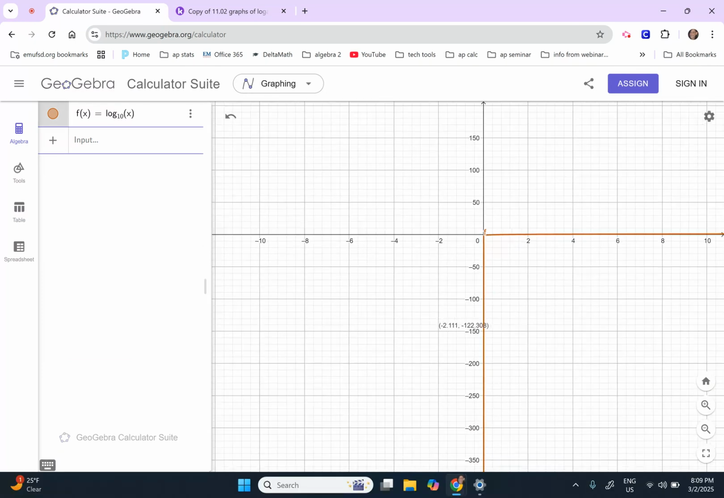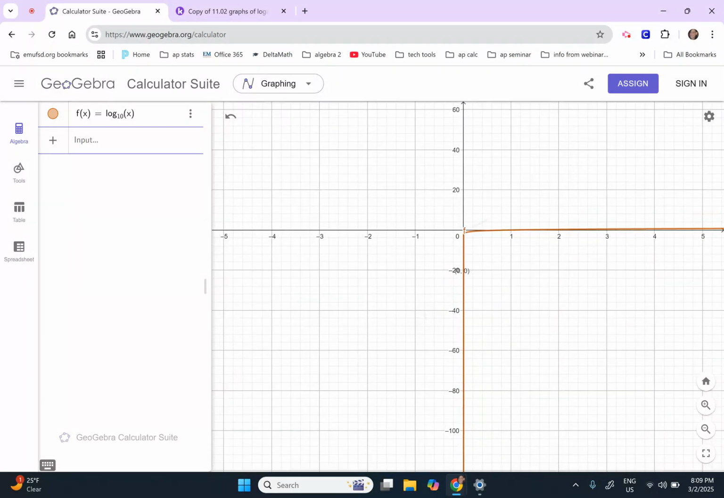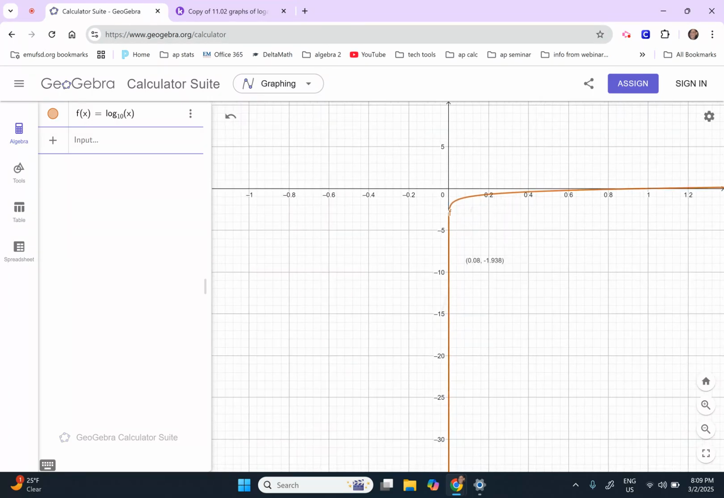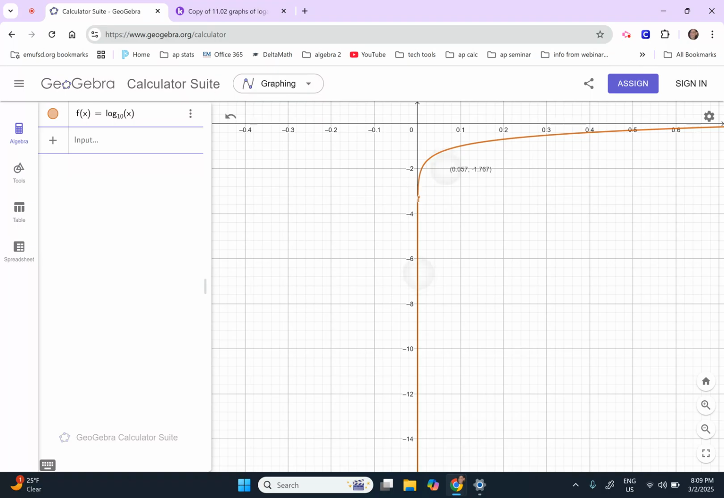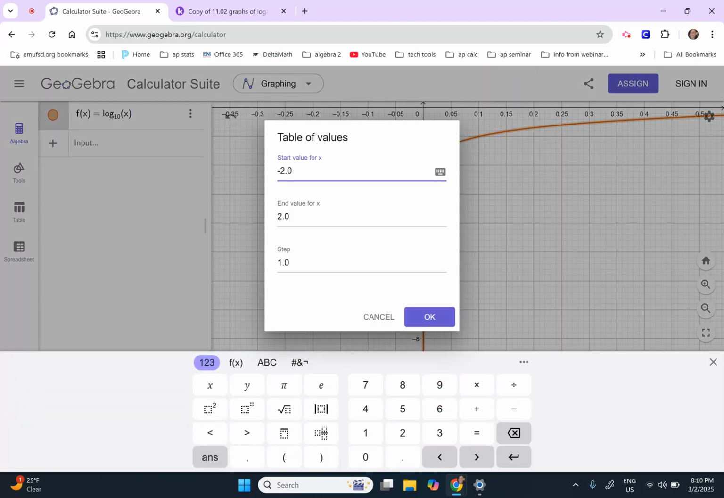And I'm just going to scrunch this a little bit. And if I change the scale and get a close-up view, what you should start seeing is the graph approaches it, and it's just a limitation. It actually never crosses the x-axis, but it's helpful to actually get a table of values. The asymptote, again, is going to be x equals 0. And so we're going to go ahead and get a table of values.